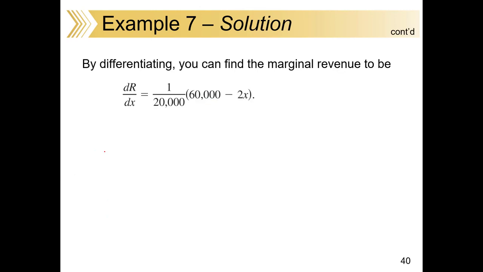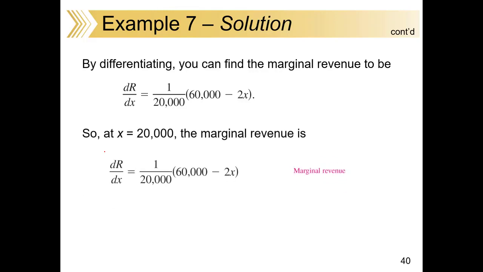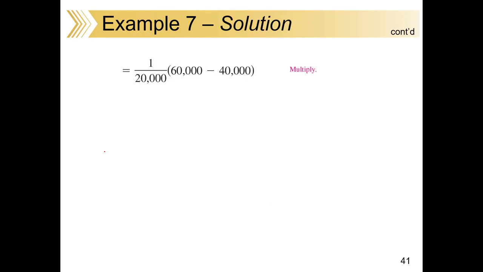The reason we brought that 1 over 20,000 out front is we can get that out of the way and just differentiate the rest of it. It makes things a little bit easier. So here's our derivative. And we want the marginal revenue at x equals 20,000. So pull out the x and throw in 20,000. Hit the calculator or do it manually, whatever you like.